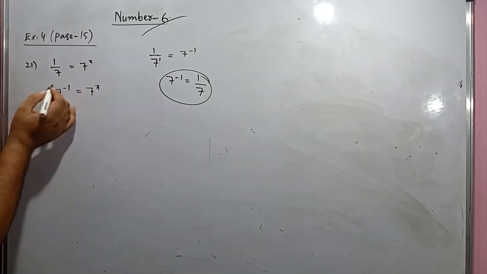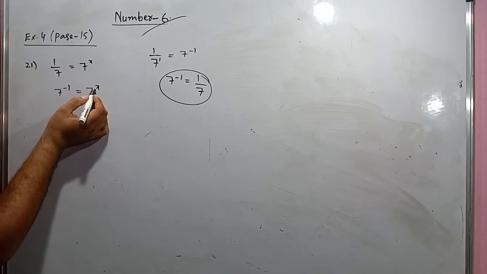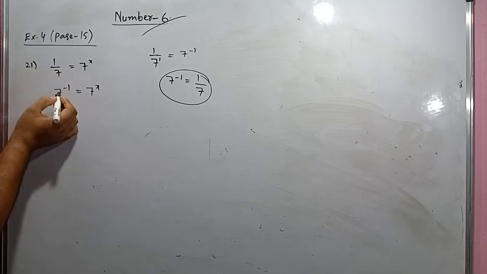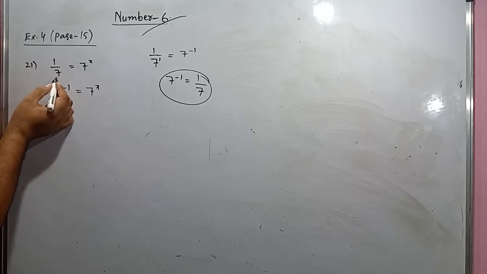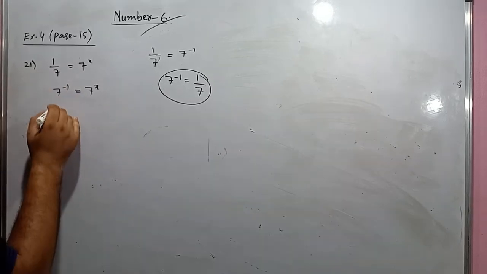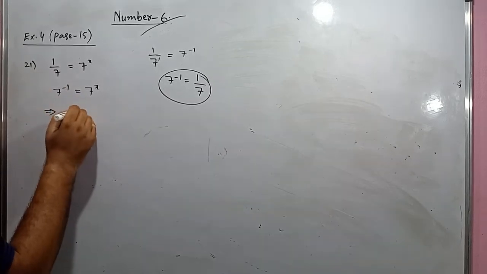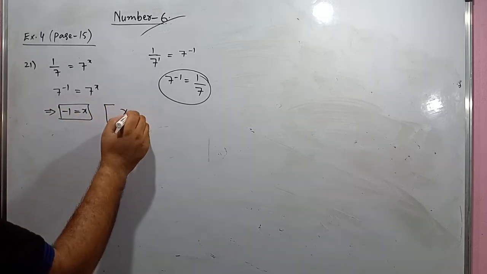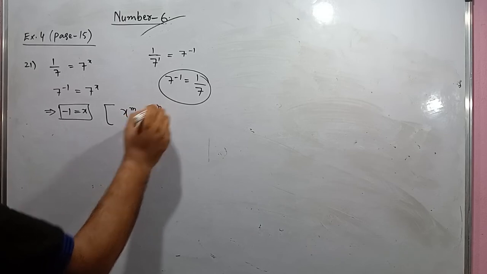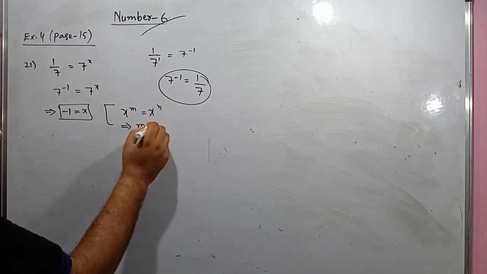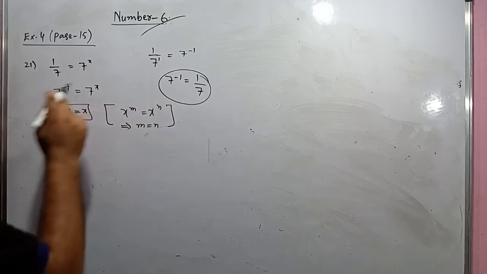Why I wrote this you should understand, because I need to find the value of x. Here the base is 7 and I want to make the base 7 here. That is only possible if I write 7 power minus 1, so I should write the 7 in the numerator. The bases are the same and there is an equality sign, so I can write that it implies minus 1 is equal to x. The value of x is minus 1. What we used here is x power m is equal to x power n. Here the bases are the same, so the powers should be equal, m is equal to n. This result I have used here.